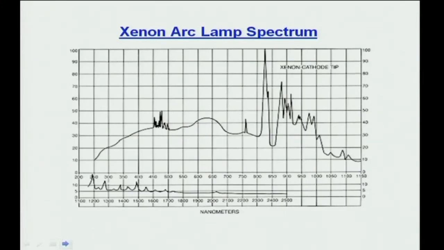Why did I use that? You can see this is how the spectrum goes. It goes from about, this is 250 nanometers on the x axis, and it goes to pretty high, as you know, 1.1 or 1.2 micron.